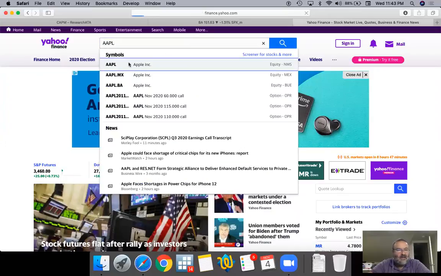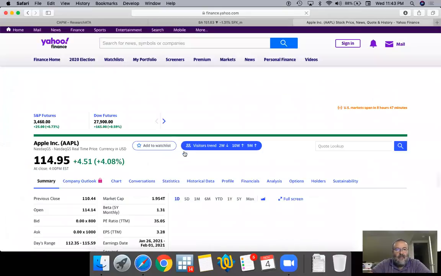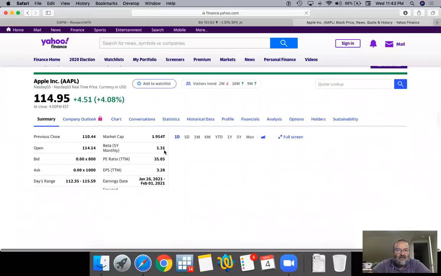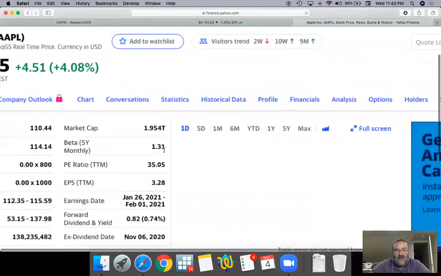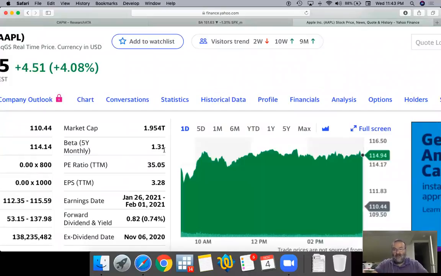So let's take a look at Apple. The beta is 1.31. Now, beta can be any number. It's a correlation coefficient, but it can be any number, meaning it can be 2, it can be 5, it can be 10. It also can be negative. So a beta of 1 simply means that the returns of the individual asset move in perfect correlation with the market. They simply move together, right?